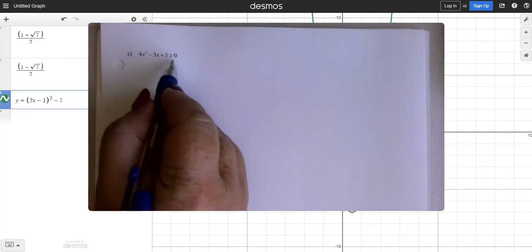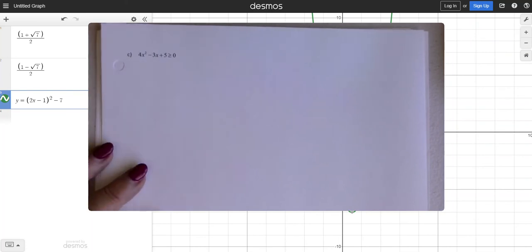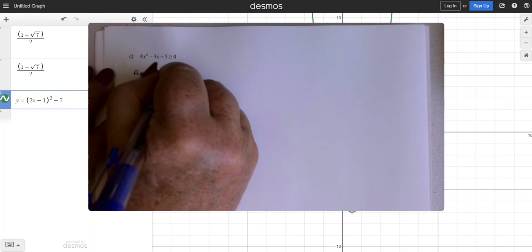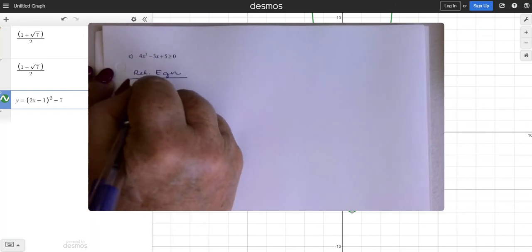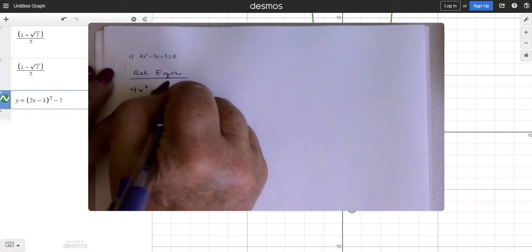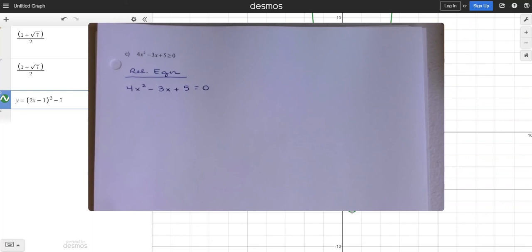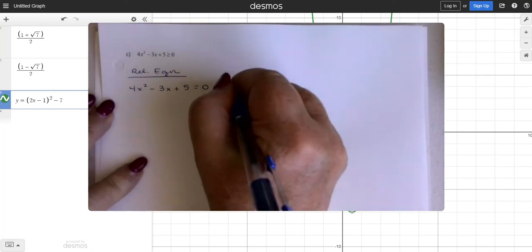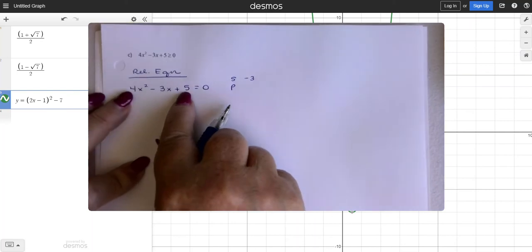So here's my original inequality. Once again, this one already has the 0, so I don't have to work for that. So I'm going to start out with that related equation, which would be 4x squared minus 3x plus 5 equals 0. All right, if I'm going to solve this trinomial, so I'm thinking sum and product, I'd be looking for a sum of negative 3 and a product of 20.